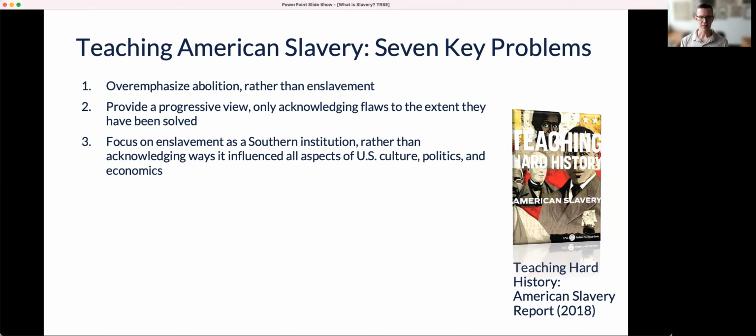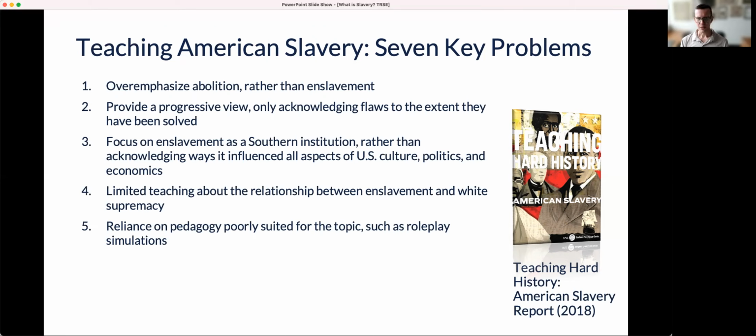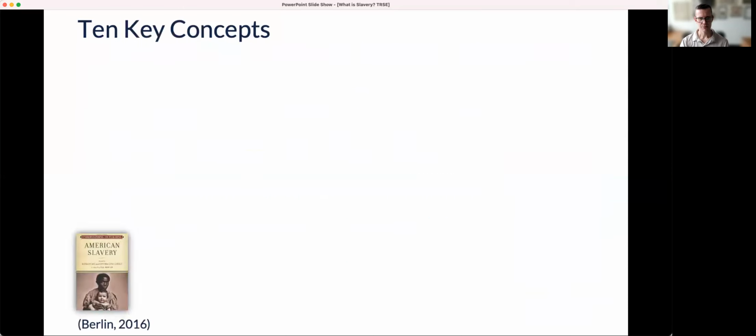We tend to focus on enslavement as a Southern institution rather than acknowledging the ways that slavery influenced all aspects of US culture, politics, and economics. There tends to be limited teaching about the relationship between enslavement and white supremacy. And there's sometimes reliance on pedagogy that's poorly suited for the topic, such as role-play simulations. It's rare for teachers to connect slavery to the present, and there's oftentimes a focus on white historical actors' experiences rather than those of enslaved people themselves.